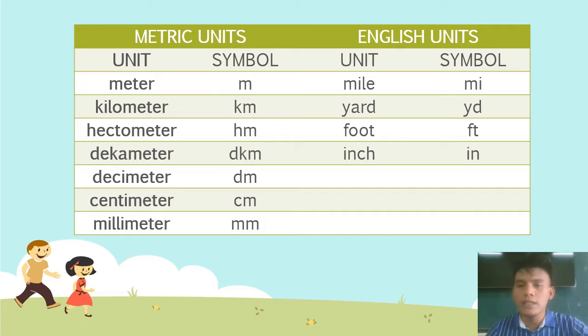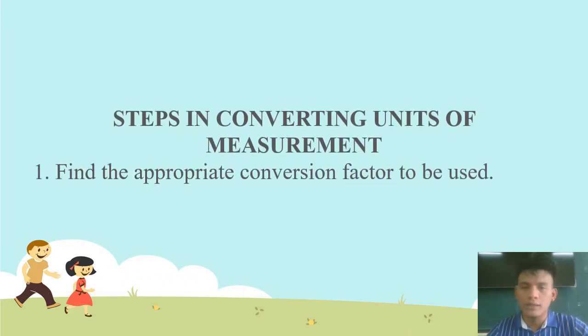And for the English units: mile, with the symbol of mi. Yard, with the symbol of yd. Foot, with the symbol of ft. Inch, with the symbol of in. We will tackle first metric units.